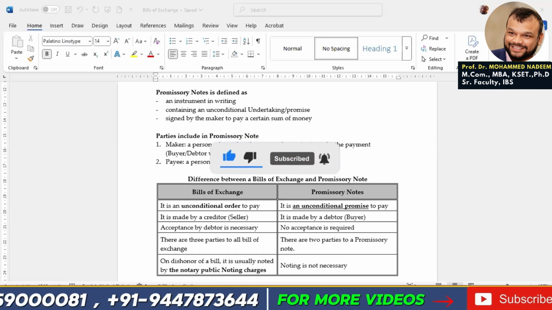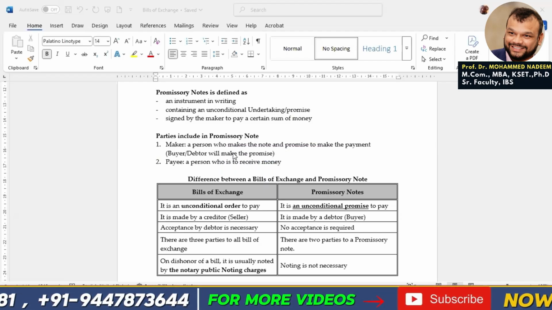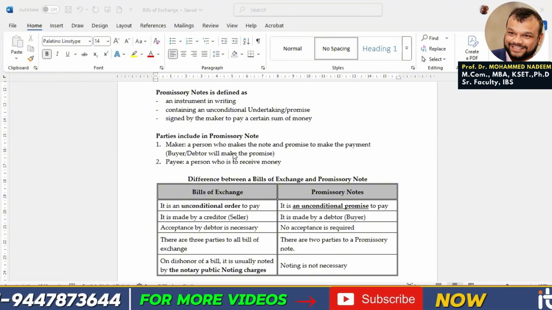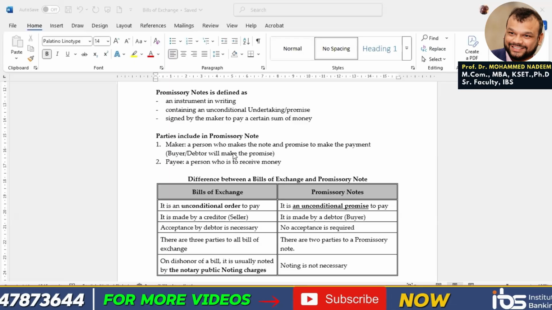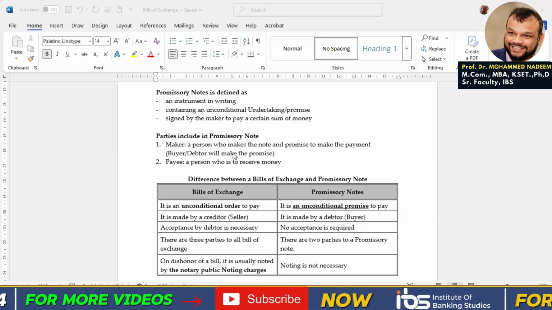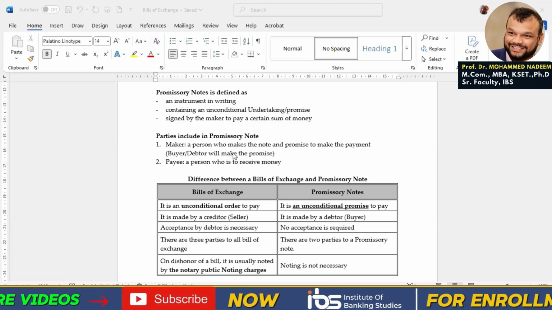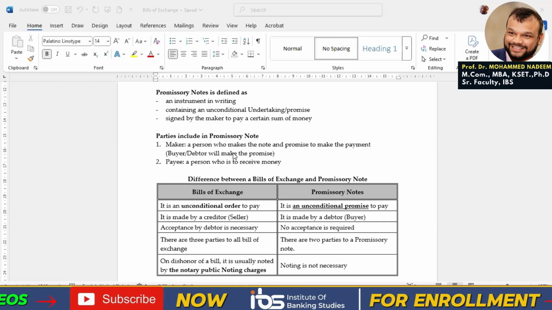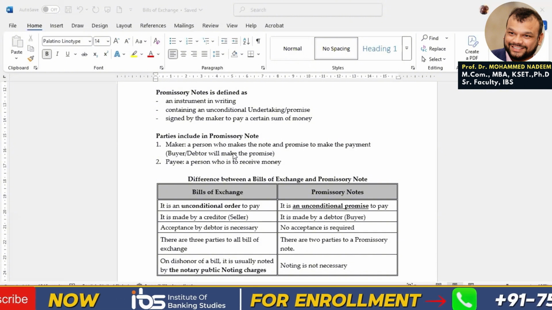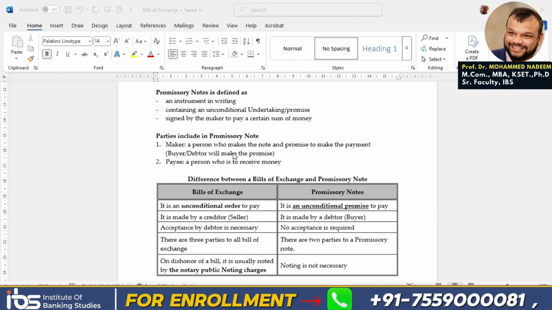So in bills of exchange, how many parties are involved? Three parties. Whereas in a promissory note, two parties. What are the three parties' names in bills of exchange? Drawer, drawee, and the payee. Correct? Now, who are the parties in a promissory note? Maker and payee, because he is making the bill. So we call them the maker and the payee. Any doubt in this now?